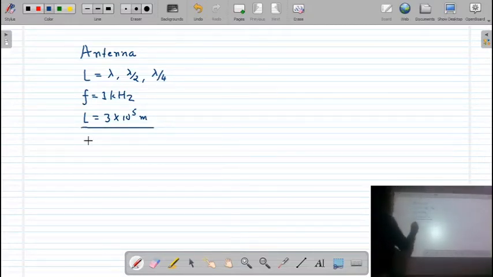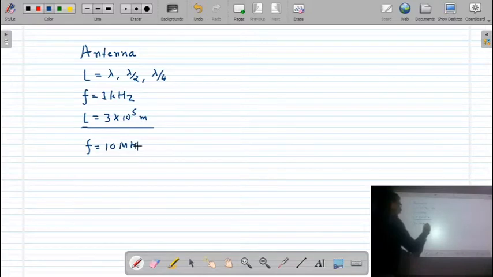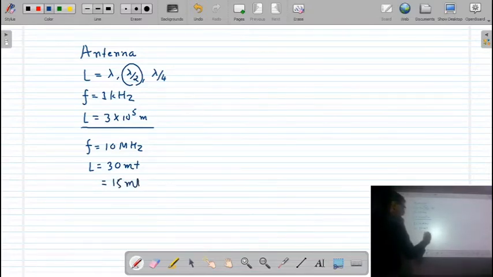Then we have seen that instead of 1 kilohertz, if I transmit a frequency of 10 megahertz, then the length of the antenna will be only 30 meters. Or if we take the criterion of lambda by 2, then it is 15 meters, or it is 7.5 meters if we have the criterion of lambda by 4.